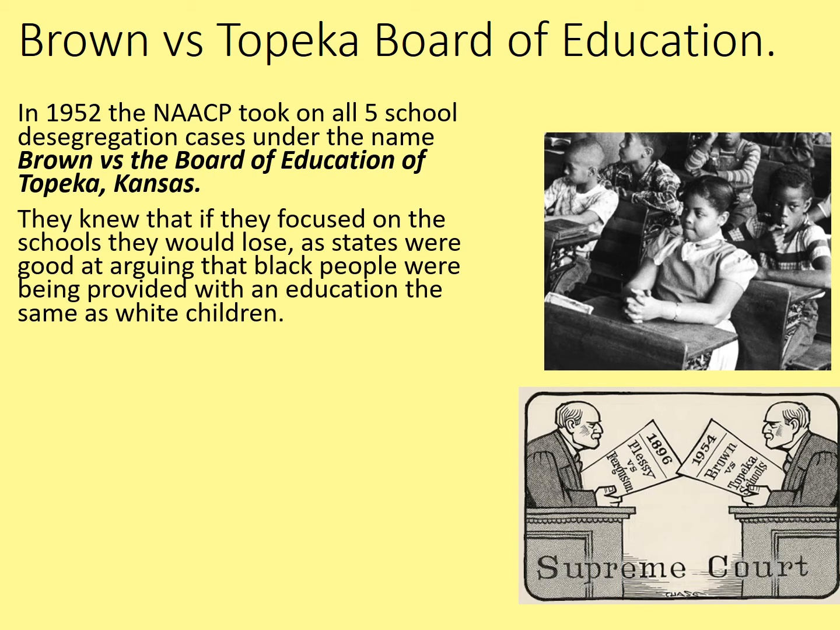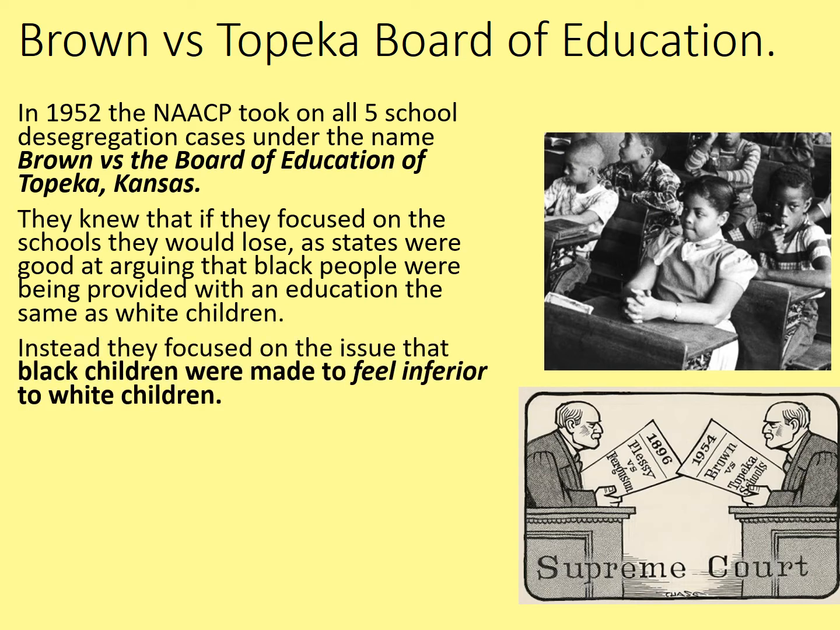They knew that if they focused on the schools themselves, they would lose, as states were good at arguing that black pupils were being provided with an education the same as white children. Instead, they focused on the issue that black children were made to feel inferior to white children.